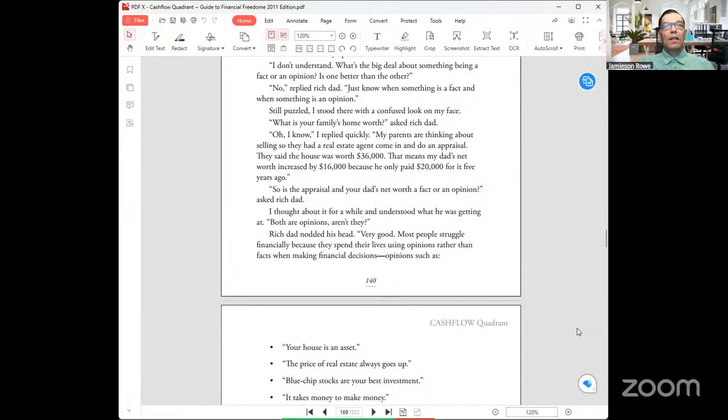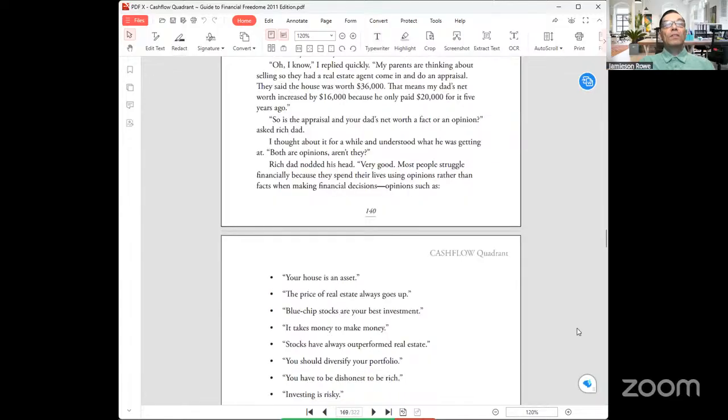So is the appraisal and your dad's net worth a fact or an opinion? Richard asked. I thought about it for a while and I understood what he was getting at. Both are opinions, aren't they? Rich Dad nodded his head. Very good. Most people struggle financially because they spend their lives using opinions rather than facts when making financial decisions.